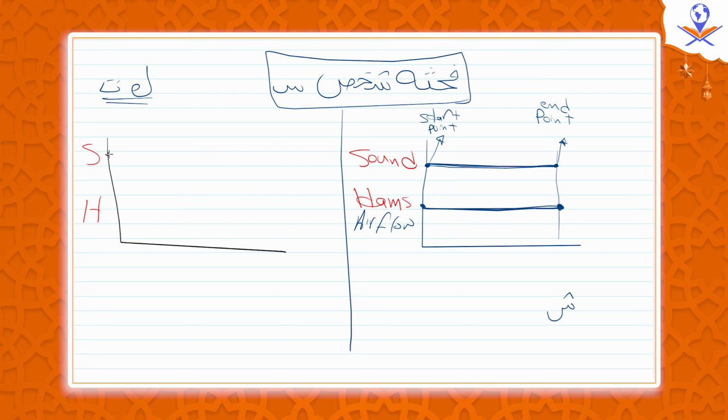Here we have the start point and here the end point. This is the sound of the letter. Then hams starts when the sound ends. So here is the start point of the sound, and here the end point of the sound. But this is the start point of the hams, and here the end point of the hams. So you pronounce the letter first, then you apply hams.